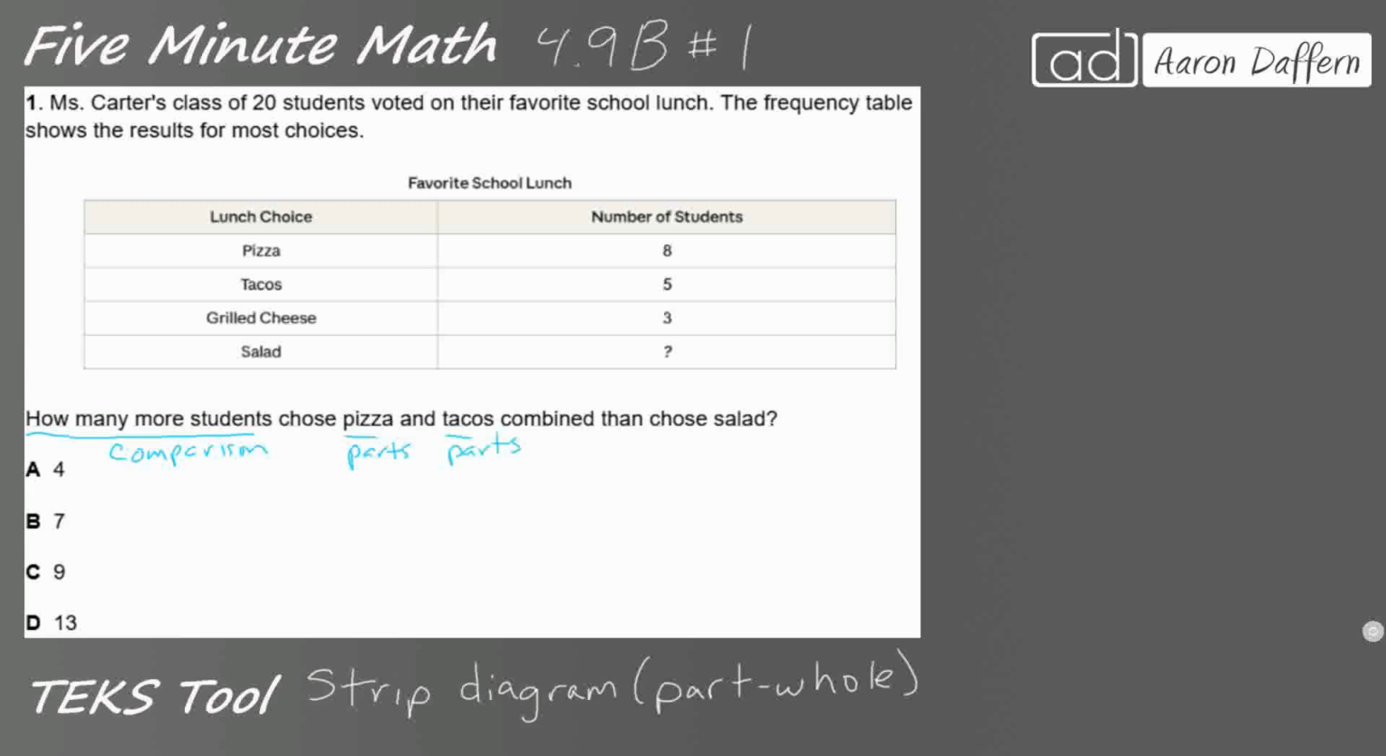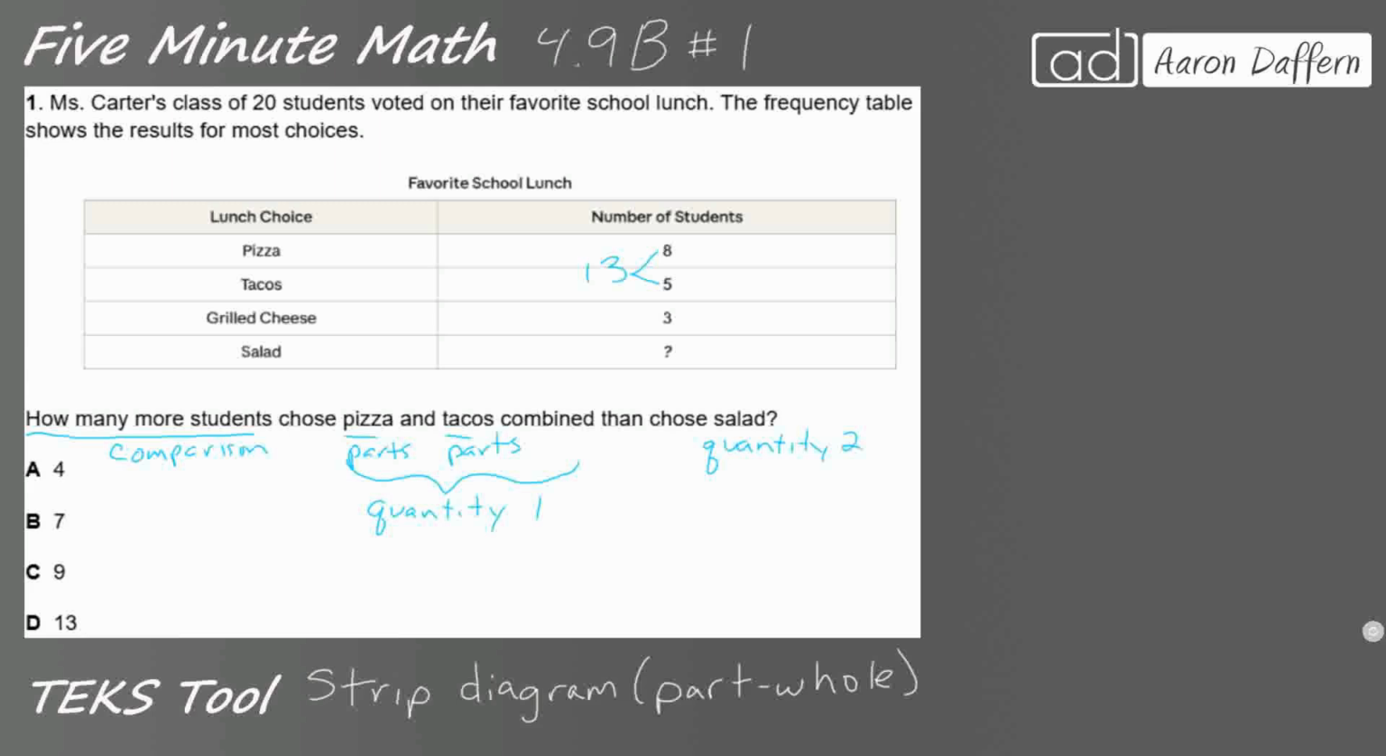Then the salad. So these two together are going to be quantity one. Because when we compare, we're not adding or subtracting, we are taking two quantities and then we are comparing to see which one is larger. But pizza and tacos, we need to combine those to figure out what quantity one is. So we could do pizza and tacos. That's going to be pretty easy, right? Pizza and tacos, 8 plus 5, that's going to be 13.